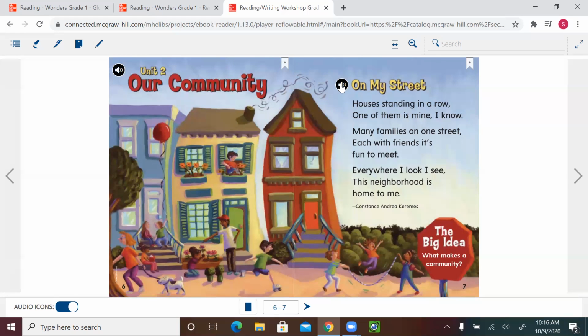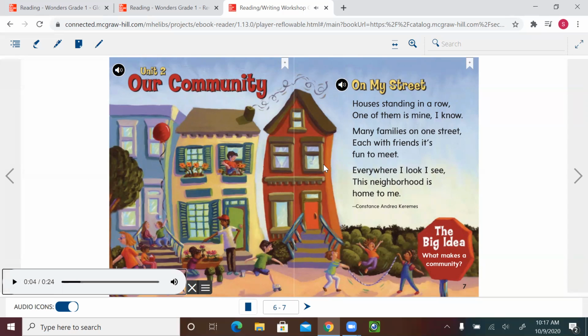So let's listen to this story again. On my street. Houses standing in a row. One of them is mine, I know. Many families on one street. Each with friends it's fun to meet. Everywhere I look I see, this neighborhood is home to me. Constance Andrea Kermes. The big idea. What makes a community? On my street. Houses standing in a row.